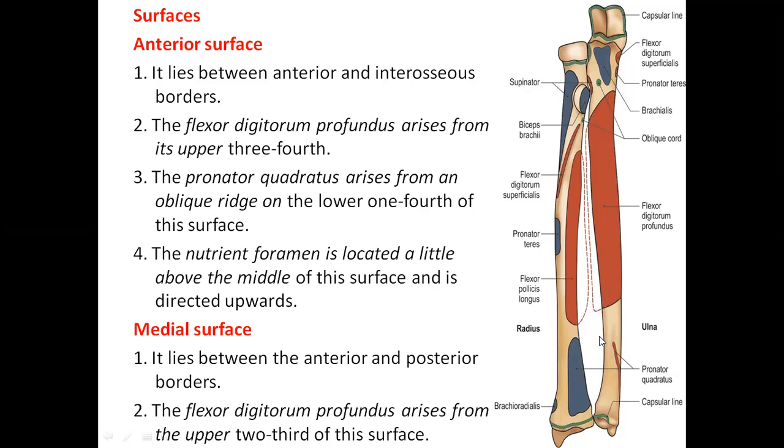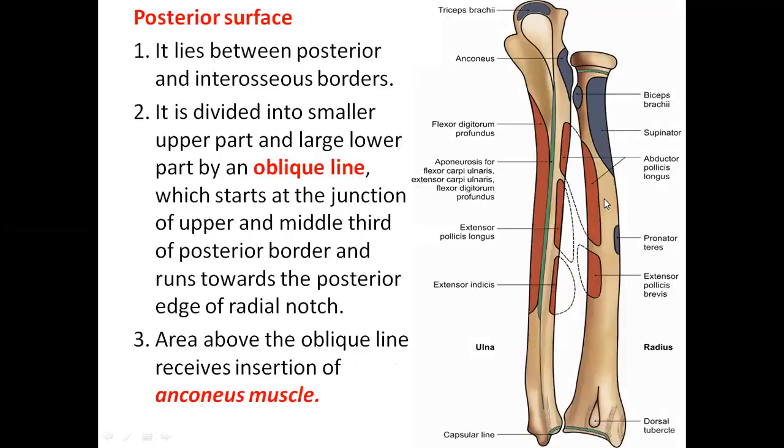Flexor digitorum profundus arises from the upper 2/3 of this medial surface also. That means flexor digitorum profundus comes from anterior and also medial surfaces. Then behind you have the posterior surface, which lies between the posterior and interosseous borders. It is divided into a smaller upper part and a larger lower part by one oblique line.